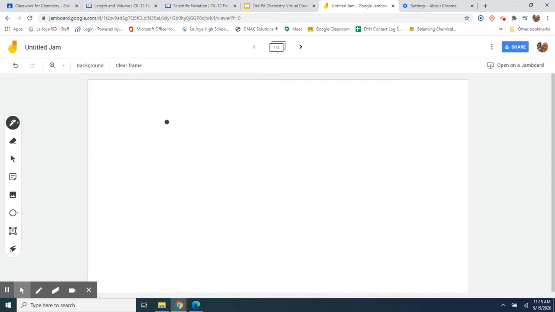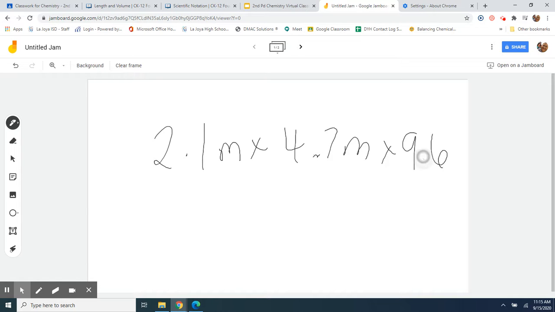If I tell you that you have a box that is 2.1 meters times 4.7 meters times 9.6 meters, and that's a point, sorry, and I ask you which one is the length. Well, you're not going to choose 2.1 because it's smaller than 4.7. And you can't choose 4.7 because it's smaller than 9.6. So if I had to decide which one would be my length, I would say it's the last one because that's the longest dimension.